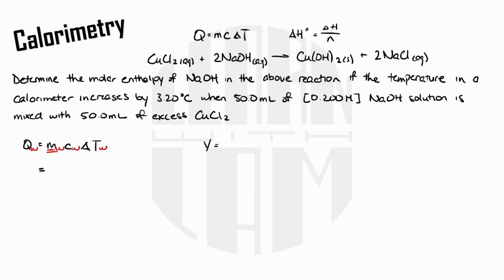And I see here that I'm mixing 50.0 milliliters of sodium hydroxide solution with 50.0 milliliters of copper(II) chloride solution. Now, if I'm mixing these two solutions, their volumes are going to add up. So my total volume is going to be 50.0 milliliters plus 50.0 milliliters, which gives me 100.0 milliliters. Again, density of water is maintained, so 1 gram per milliliter, which gives me a mass of 100.0 grams.